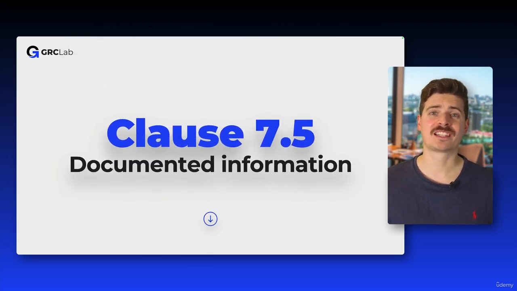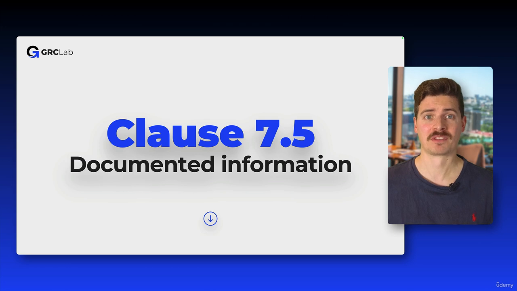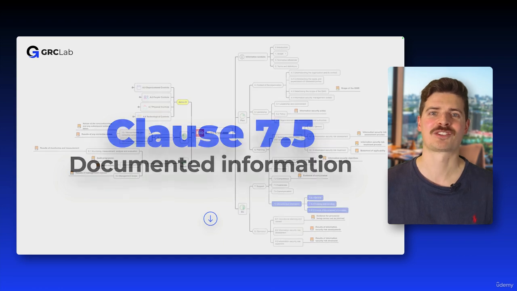Alright, so we've already discussed how documented information is the key to demonstrating compliance with the standard and ensuring that an ISMS achieves its intended outcomes. Now, given its critical importance, ISO 27001 dedicates an entire subclause to this topic. And that brings us to the first clause we'll explore in this course, and that's clause 7.5 called Documented Information.